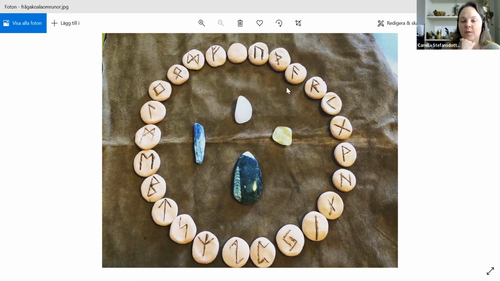And I was talking a bit about sounding the runes. So I think I'm actually going to do that for you. I'm going to sound them the way I sound them in Swedish, just so that you get a sense of how they sound.